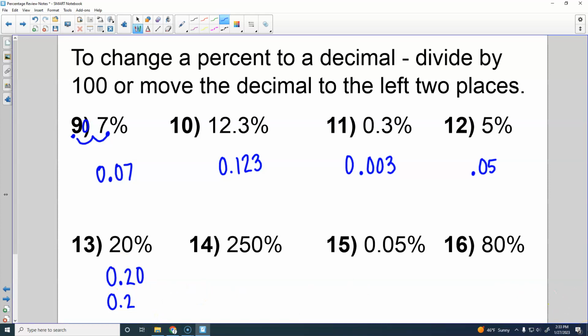All right. Anya, what about number 14? Very good. And same thing here. 2.5 is fine. If you want to do 2.50, you can, but that 0 on the end is unnecessary, so you don't have to do that. Let's see. Lanaya, what about number 15?